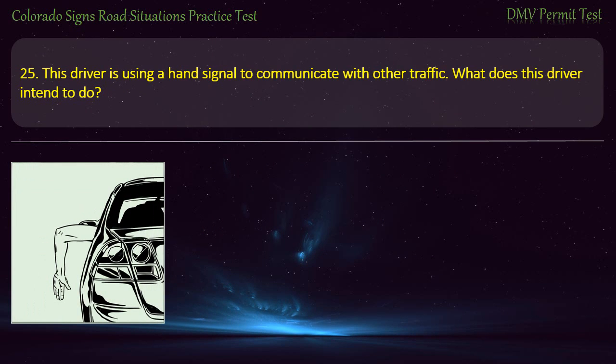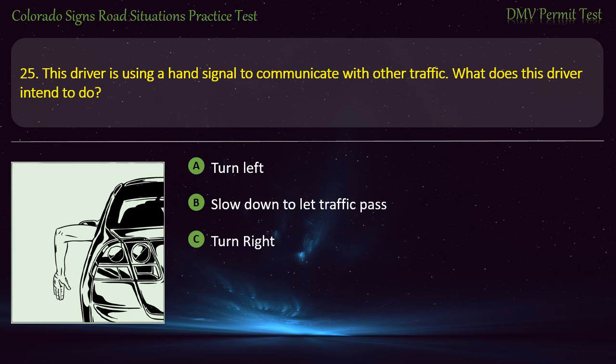Question 25. This driver is using a hand signal to communicate with other traffic. What does this driver intend to do? Turn left. Slow down to let traffic pass. Turn right. Slow down or stop. Answer. Slow down or stop.